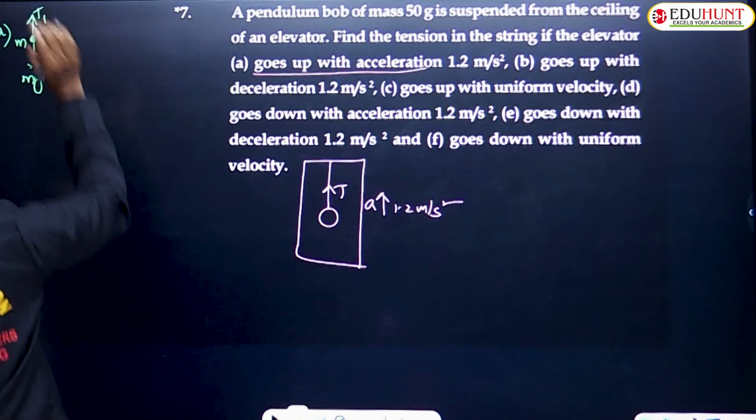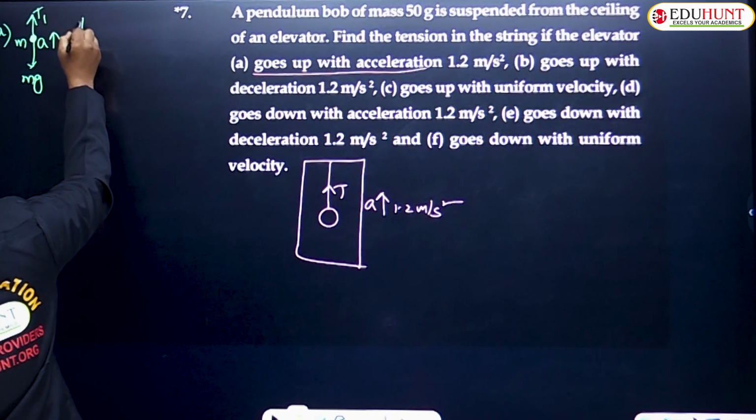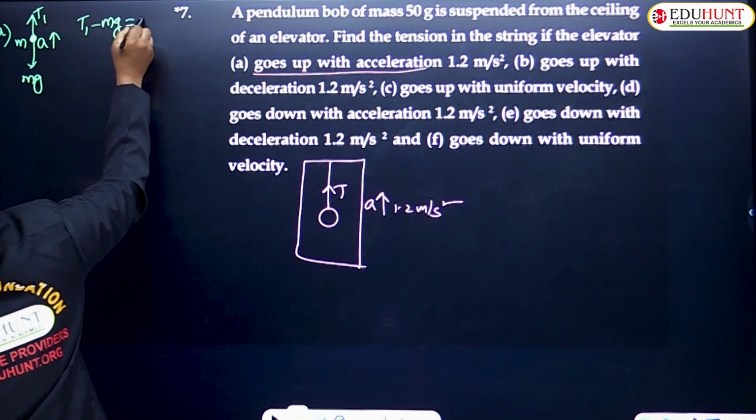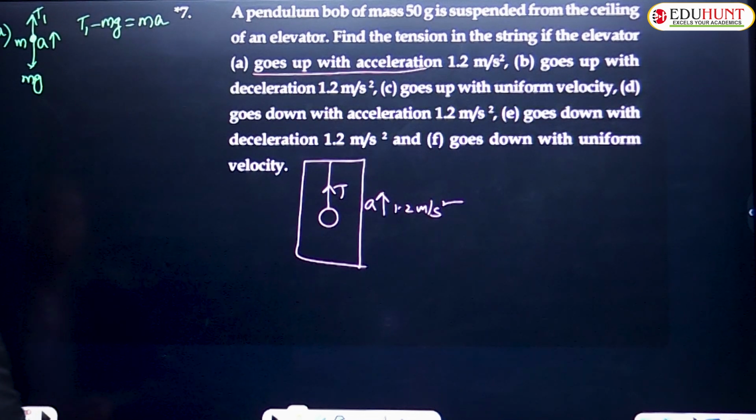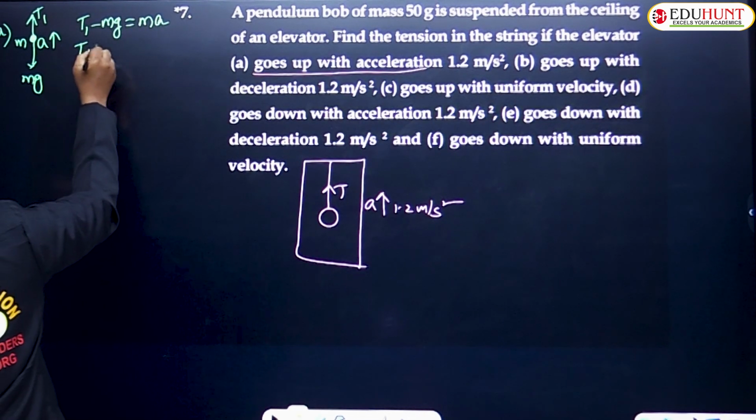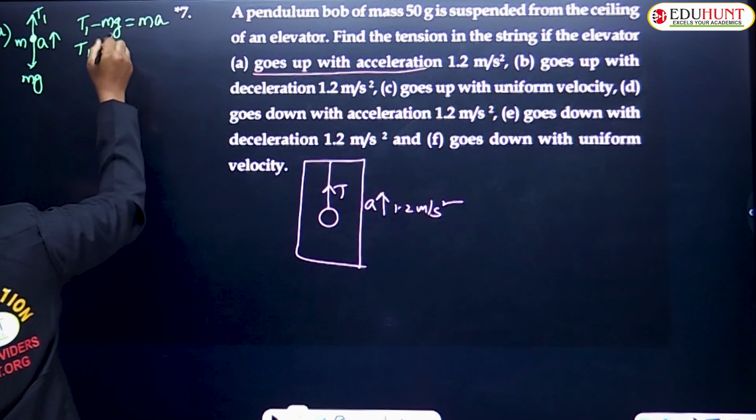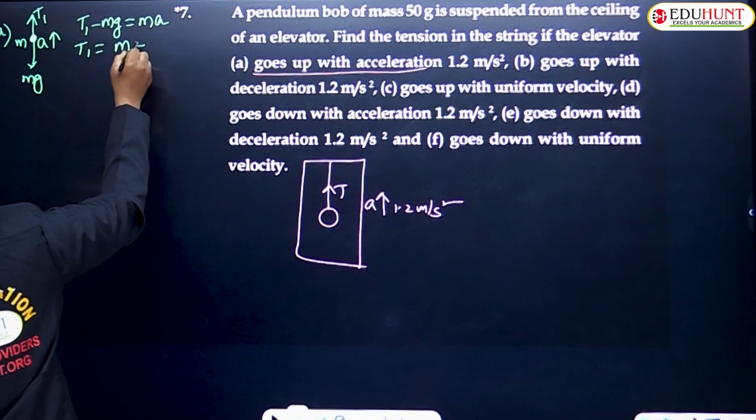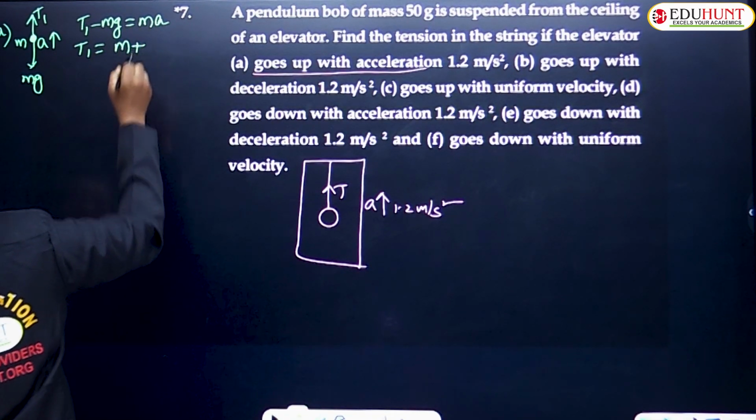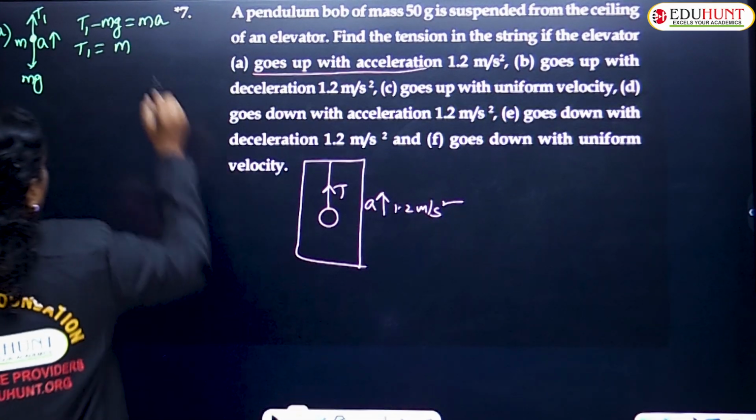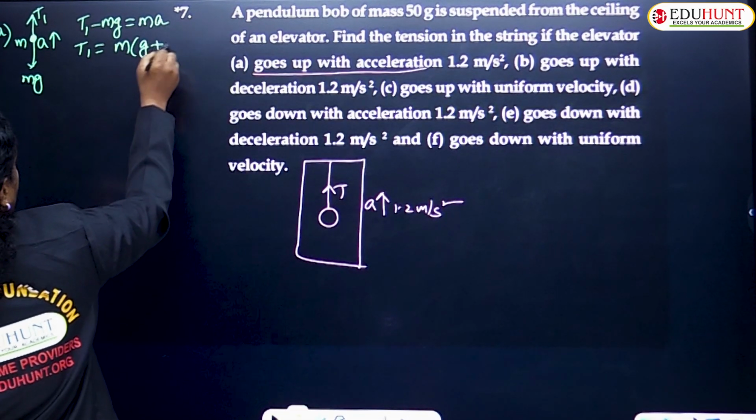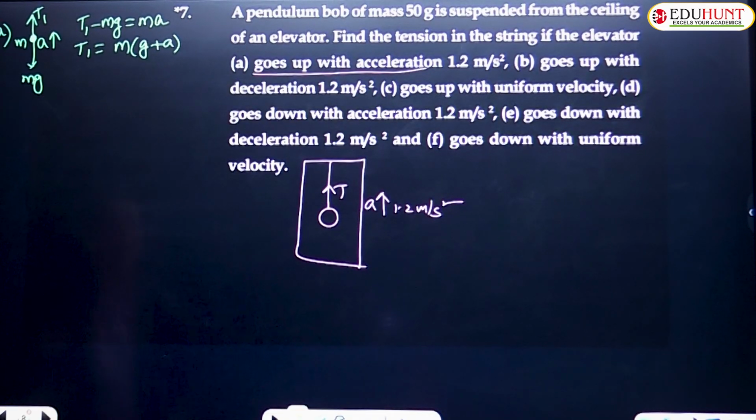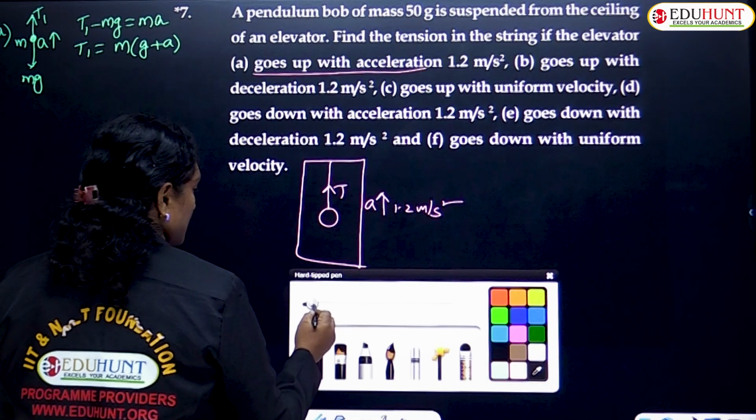As it is moving upwards, the equation of motion is upward force minus downward force is the net force, or T1 minus mg is equal to ma. If brought to the other side, it becomes plus mg. T1 is equal to mg plus ma. Take out m as common, then you are left with m into g plus a.